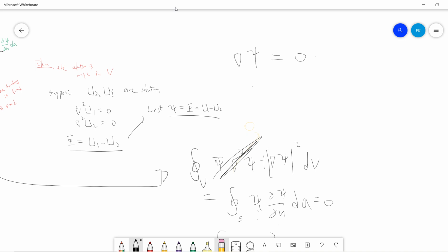By the mean value theorem, U1 and U2 are connected with this gradient of phi. You can view the gradient of phi being zero as meaning that the derivative in each direction is 0. So that means U1 is the same as U2, because if you start from some point and go to another point, there's no gradient along the way. So U1 equals U2, and the solution is unique.